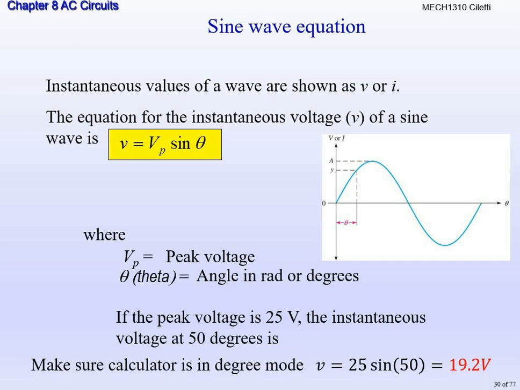So when we plug this in, you should just hit 25 sine 50, close parentheses, and you should get 19.2 volts. So what does that mean? When we are at 50 degrees on that sine waveform, we're at 19.2 volts at that time. That's why when you're reading AC voltage, it's going to change up and down on your meter sometimes, because it's oscillating. It's not a constant voltage. DC voltage should be a constant voltage. AC is not going to be, it's alternating, okay?